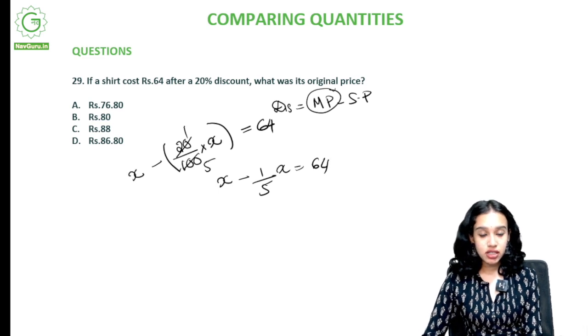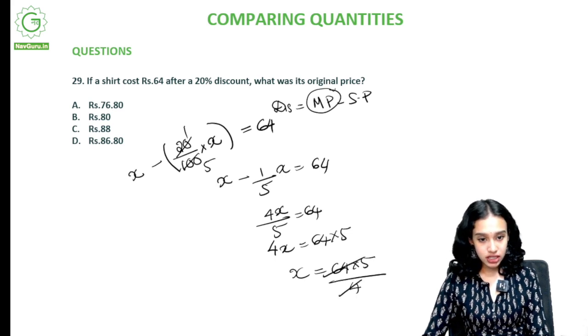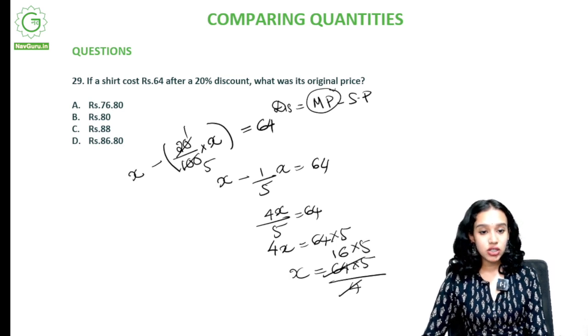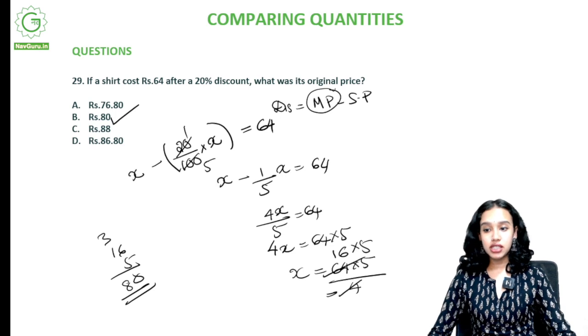We get 5x minus x, which is 4x by 5, is equal to 64, and 4x is equal to 64 into 5. Now, we could get x is equal to 64 into 5 by 4. Now 4 and 64, we cancel, 16 into 5, 6 5s are 30, 5 1s is 5, and 80. We get the answer to be 80 rupees.